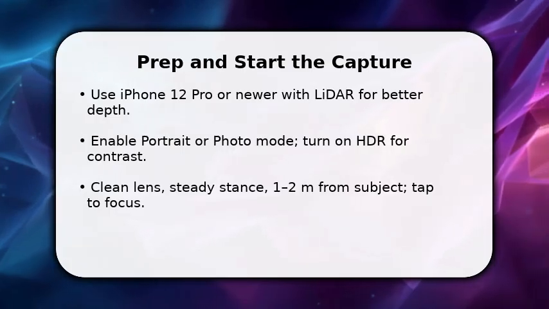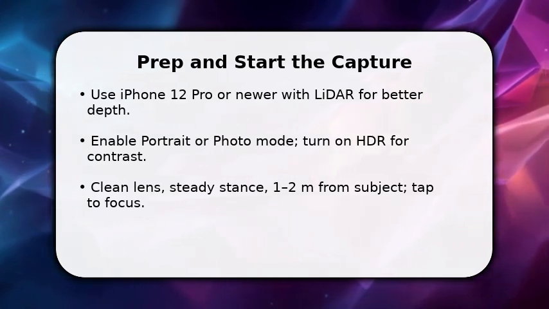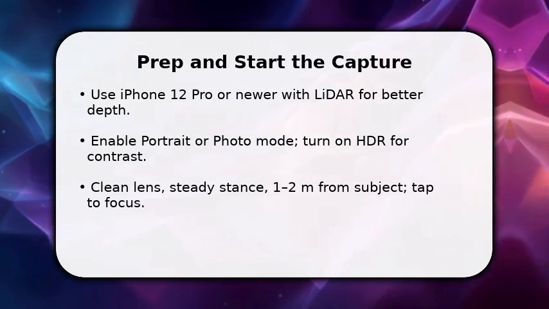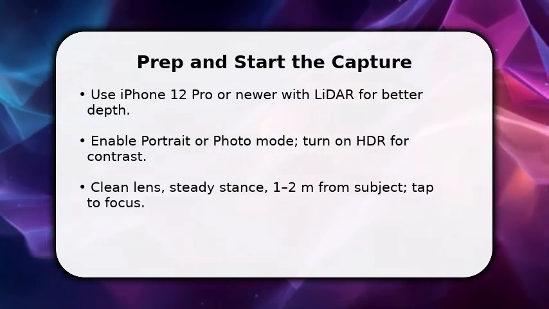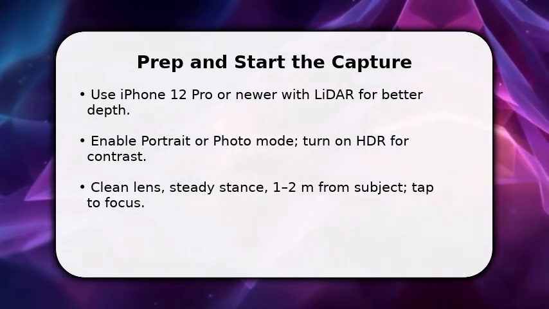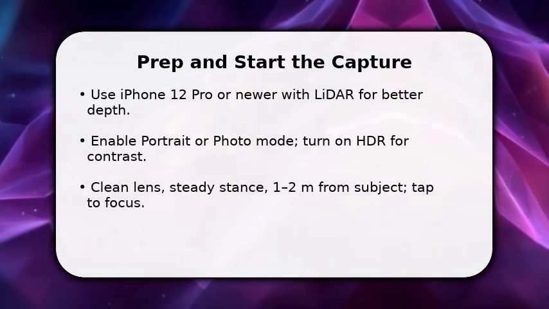You start by preparing the scene and tools. Clear the lens, steady your feet, and position 1 to 2 meters from the subject so depth can register. Open the camera app, choose portrait or photo, and make sure HDR is on. This preserves highlight and shadow detail for spatial blending. Tap to lock focus and exposure on your subject.